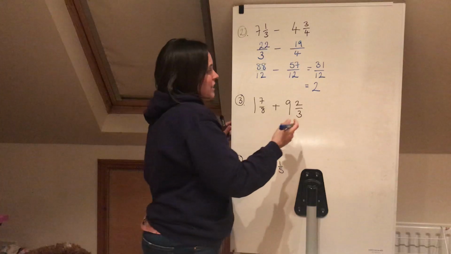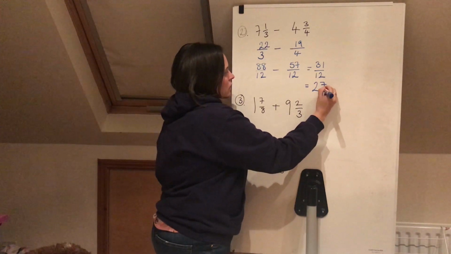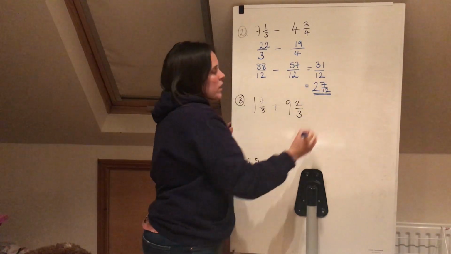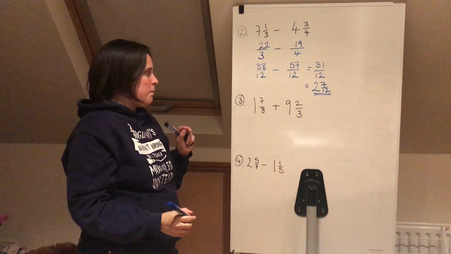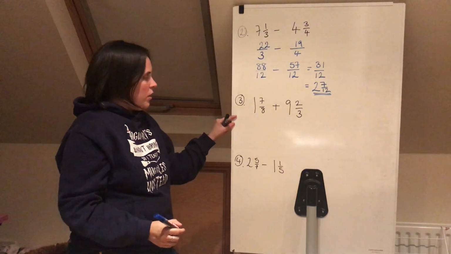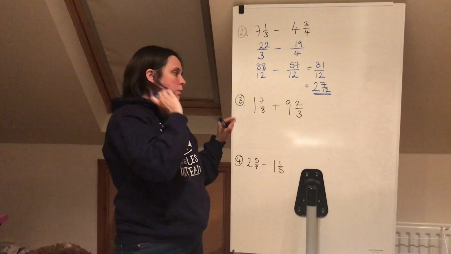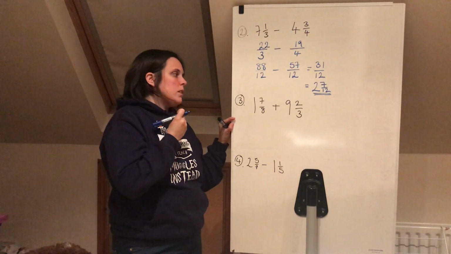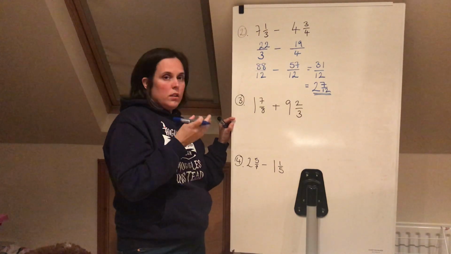What's left over? There are 7 left over. So the answer is 2 7/12. Okay? Right, so number 3, I think with this one then, this one seems nice and straightforward.